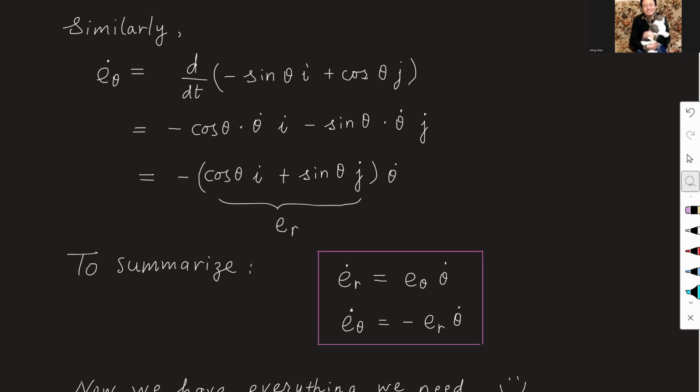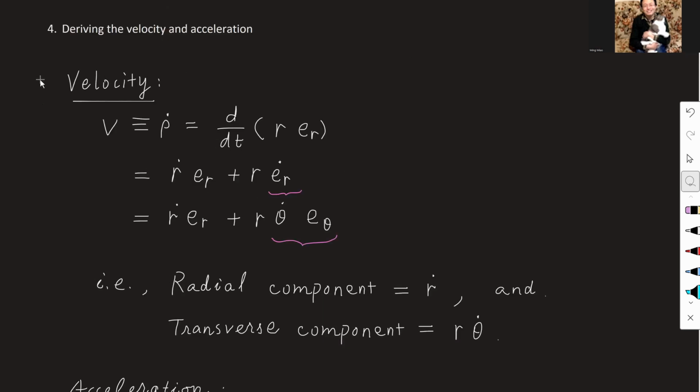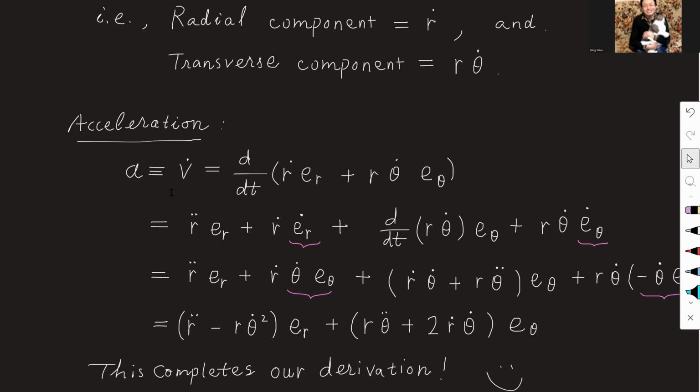Now we have everything we need. We can then quickly walk through the derivation of the velocity and acceleration. The velocity v equals d/dt of r e_r. By using the product rule, we have r dot e_r plus r e_r dot. We then just replace e_r dot by theta dot times e_theta. This tells us that the velocity has two components. The radial component is r dot, and the transverse component is r theta dot. To get the acceleration, we'll just differentiate v one more time.